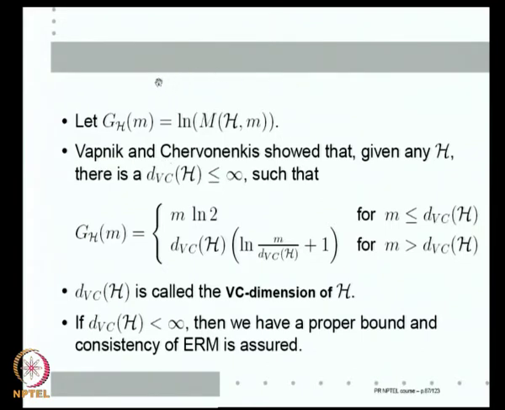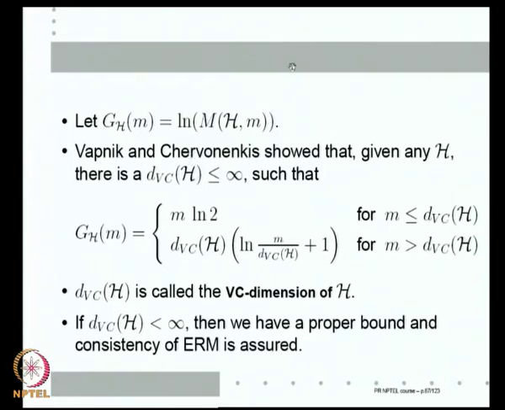If you take the logarithm of that number, that function has only 2 possible growth rates. It grows as m ln 2, that is, capital M grows as 2 power m till some integer. After that, it grows logarithmically in m. What they showed is that given any h, there is such an integer that we can associate with h, such that till that point this grows exponentially, after that it does not. Of course, there can be an h for which the VC dimension is infinite, in which case it forever grows as 2 power m. That is the reason why you cannot learn if the VC dimension is infinite. So, this is all we have defined VC dimension to be.